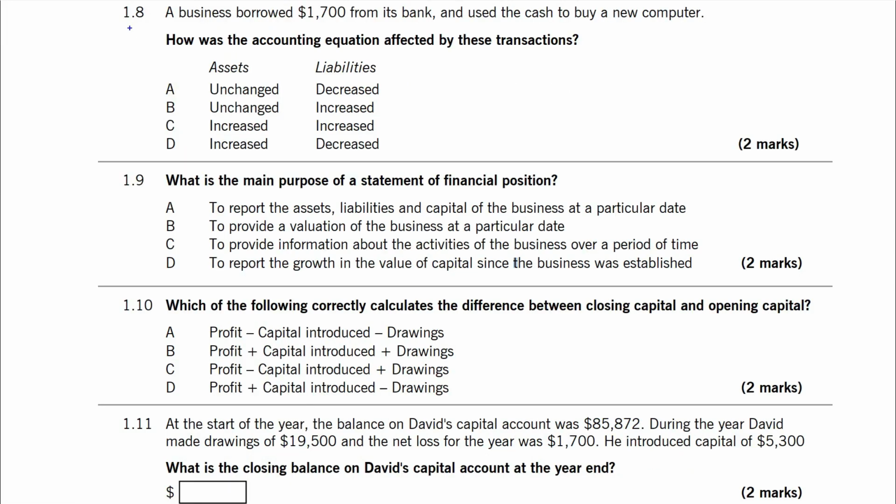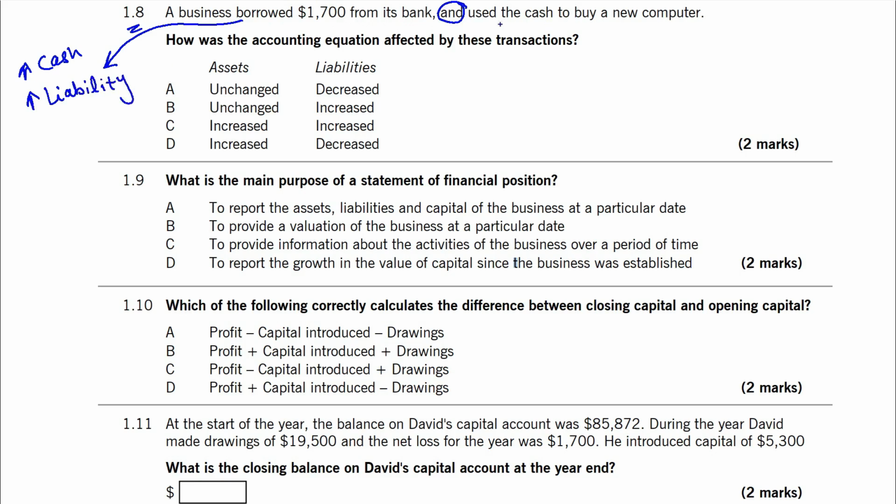Next we have question number 8. A business borrowed this amount from its bank and used the cash to buy a new computer. So that means here we have two different transactions. So first of all, the business is borrowing something from the bank. That means if the business is borrowing this amount from the bank, then it will increase your cash. Okay, and at the same time it will also increase your liability.